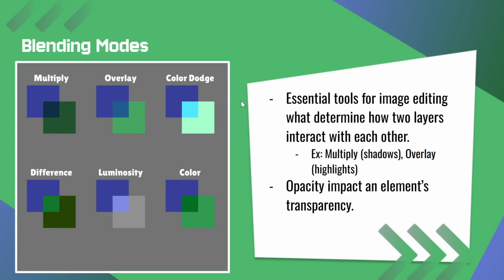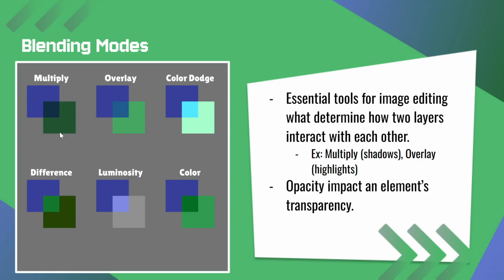And then there's blending modes, which are essential tools for image editing, and determine how two layers interact with each other. And opacity, of course, impacts an element's transparency, like how well you can see it. Blending modes are usually in every kind of design program, so even though this is Figma, it would apply to basically everything else.